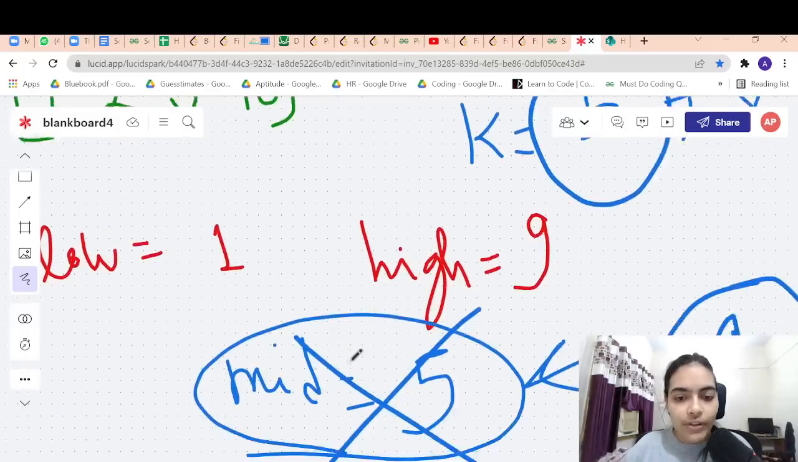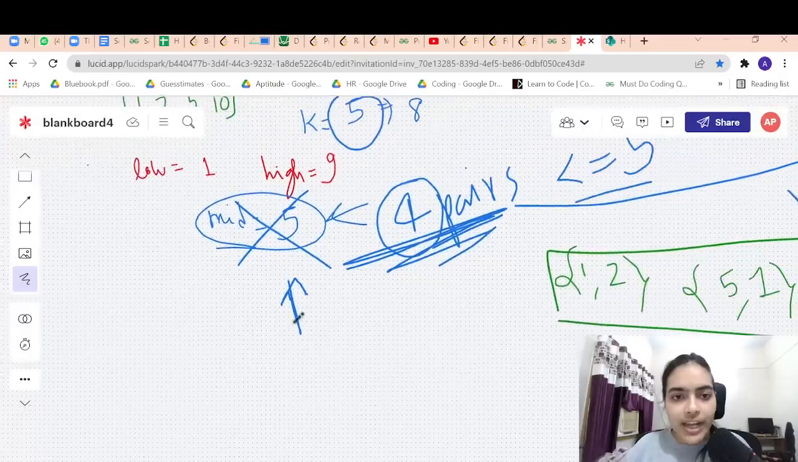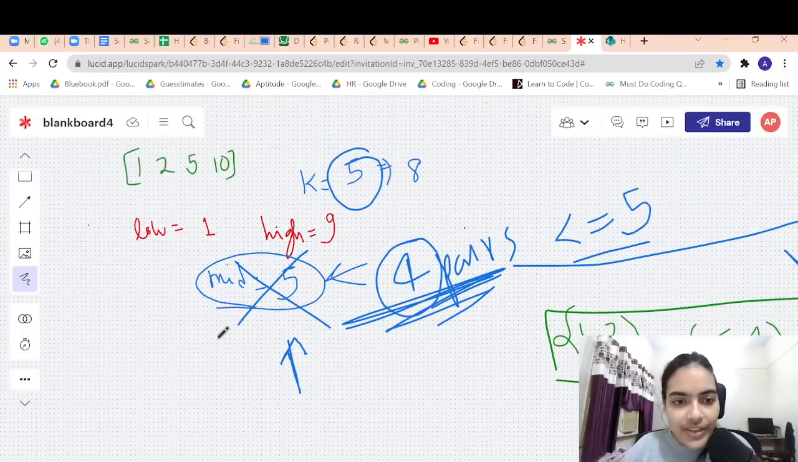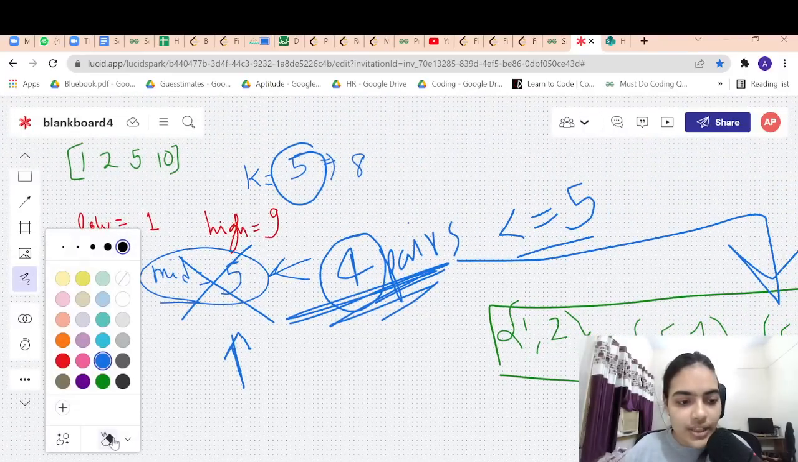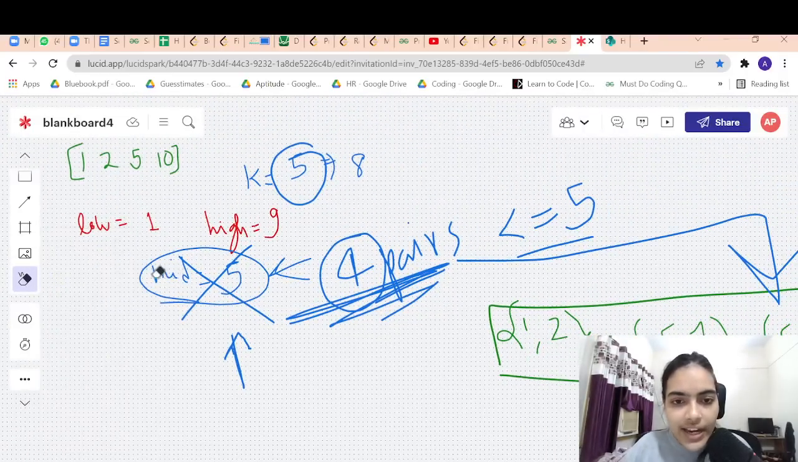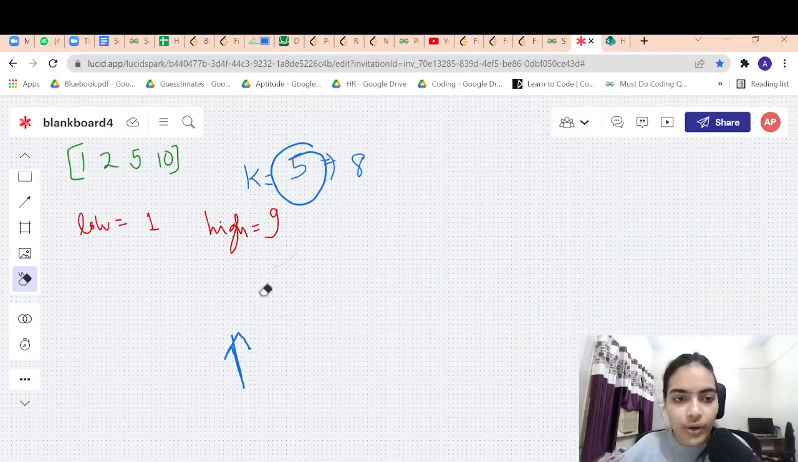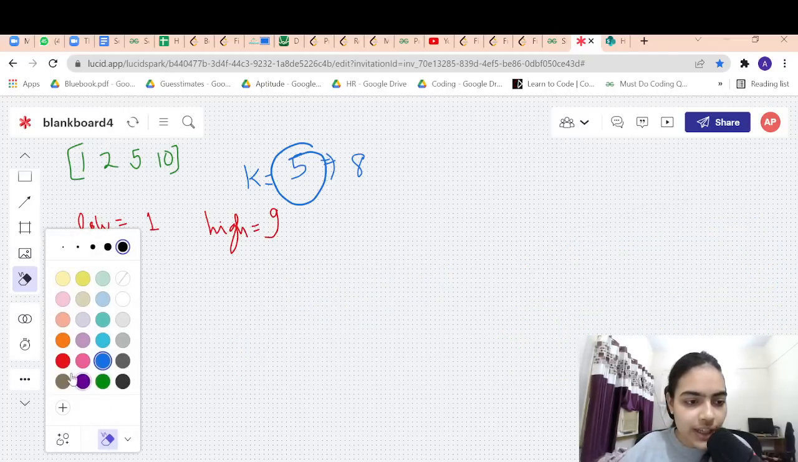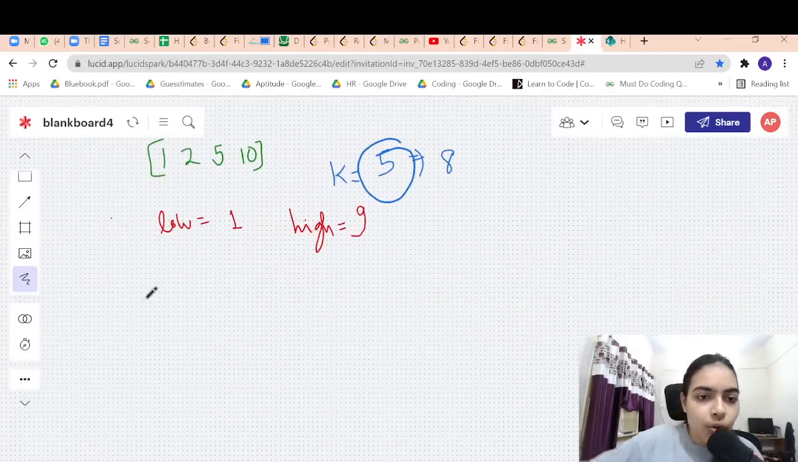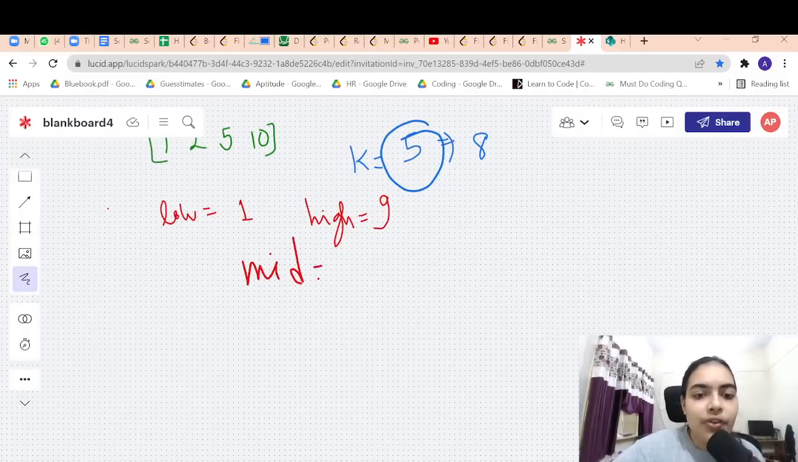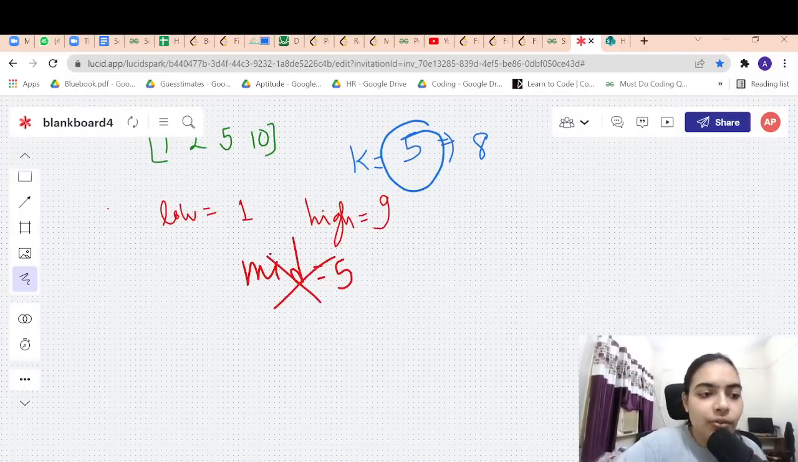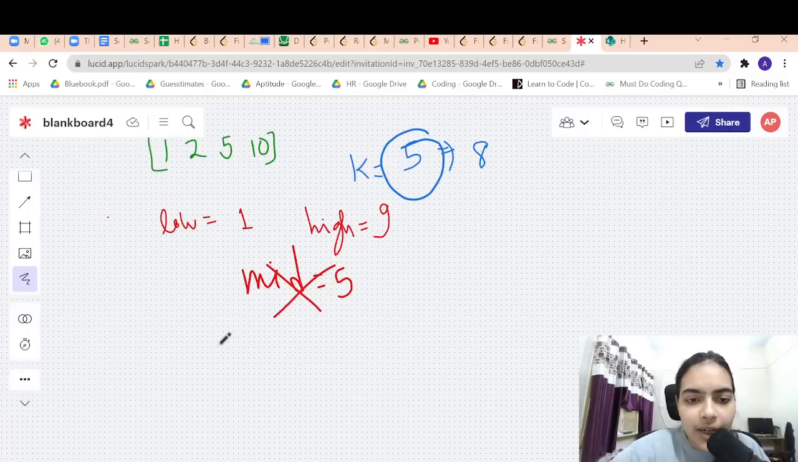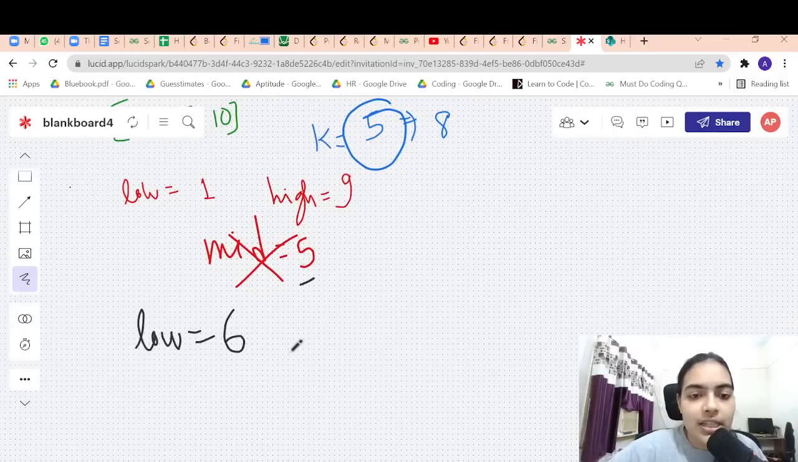So what we are going to do now is change. 5 is not the answer. Anything less than 5 is also not the answer. So we are going to increment the values. What was our current mid? Current mid was 5. We know that 5 is not the answer, so we are going to increment our value. So the new low will become 6, which is just 5 plus 1.